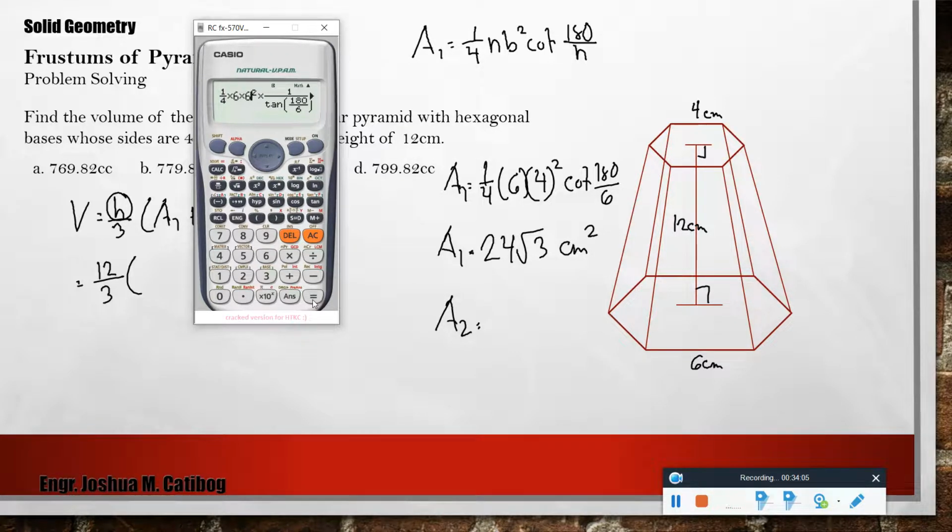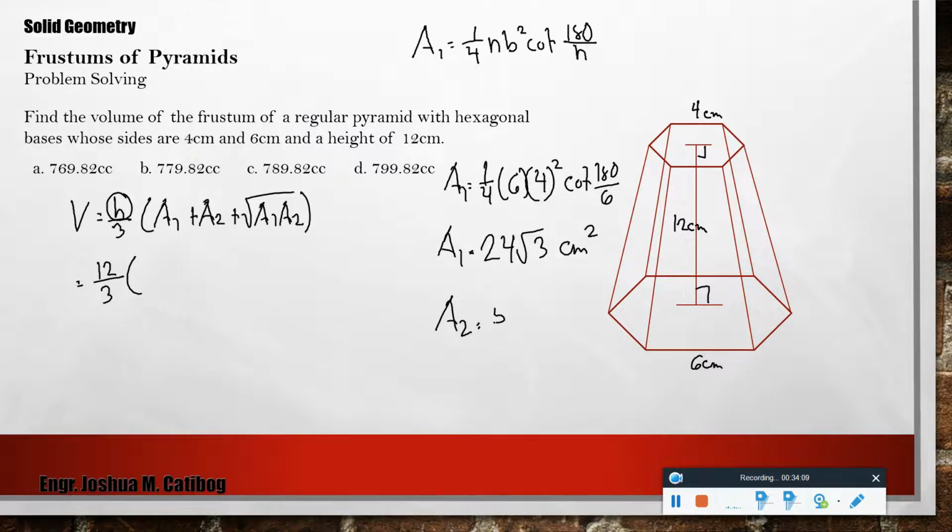Okay, so from here, sir, the area po nung ating baba naman is 54 square root of 3, so 54 square root of 3 square centimeter. So from here, pwede na po ating isalpak yung A1 tsaka A2. So A1 is 24 square root of 3 plus A2 is 54 square root of 3 plus the square root of 24 square root of 3 times 54 square root of 3.